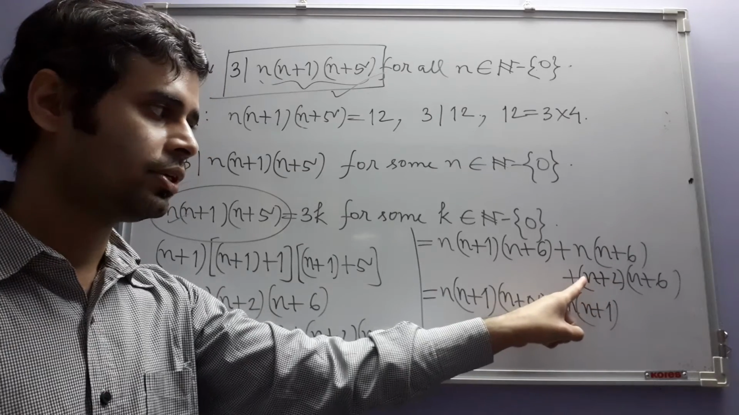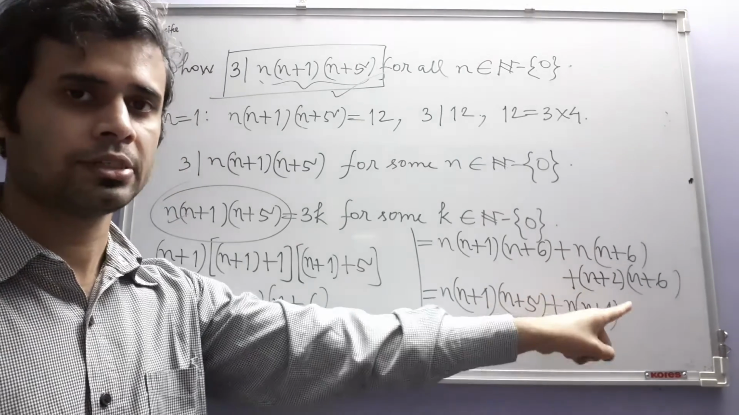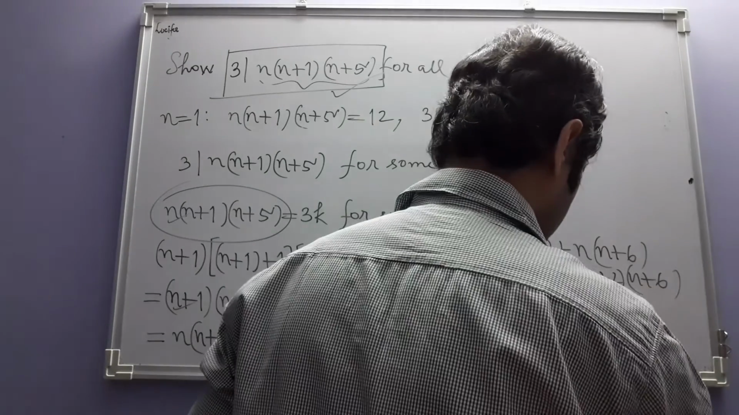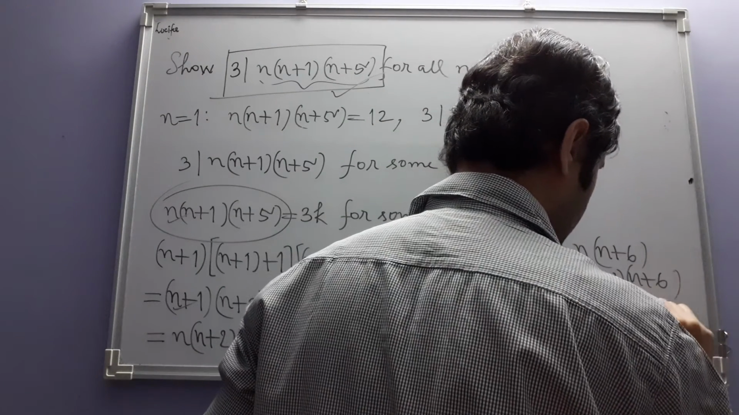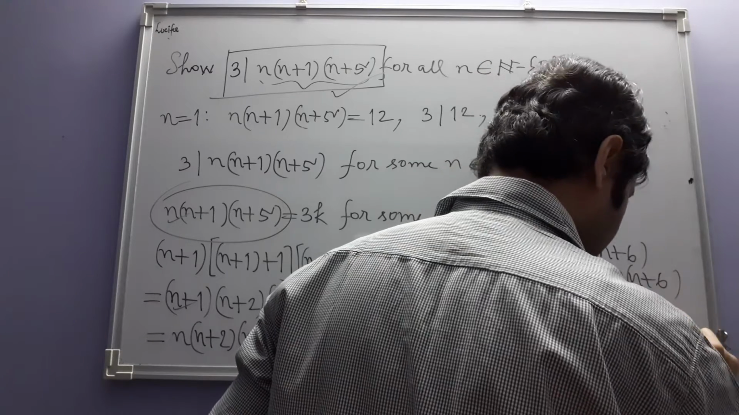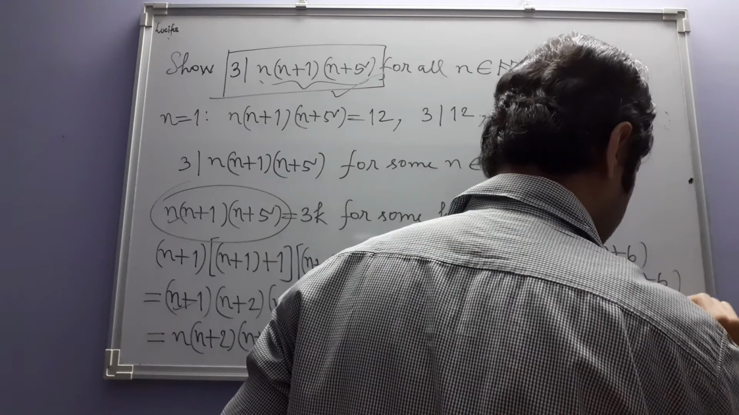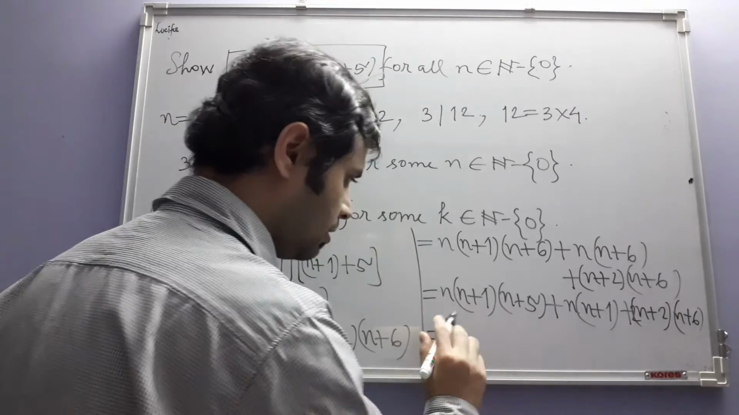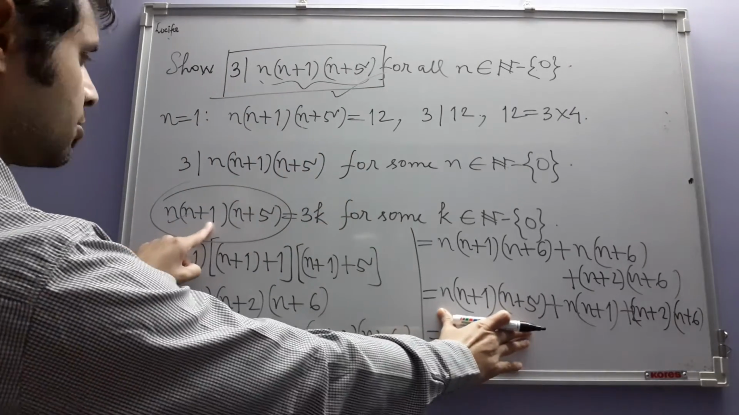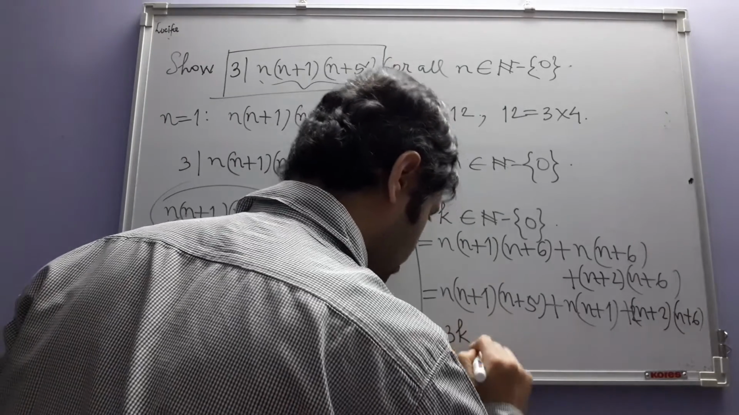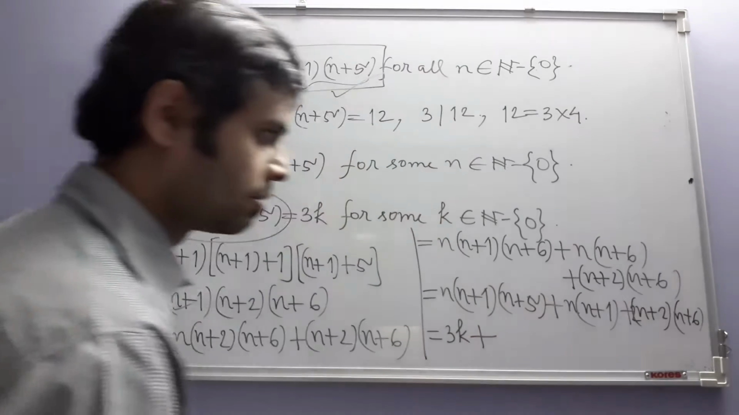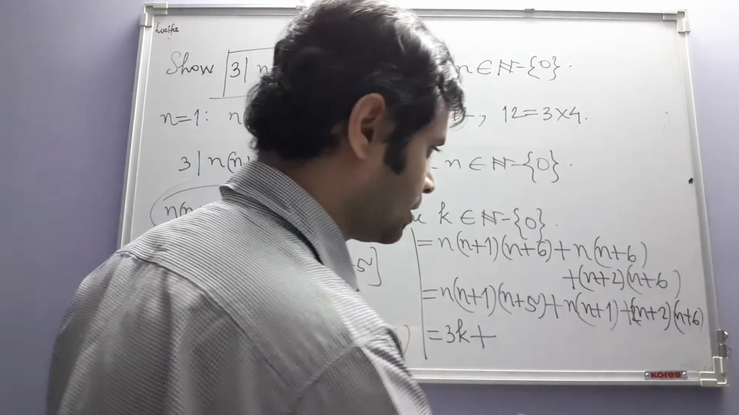Inside I will have 2n plus 2, n plus 2 plus n. So plus n plus 2n plus 2 times n plus 6. Okay, now this matches with this. So in its place I can write 3k plus what do we have here now?